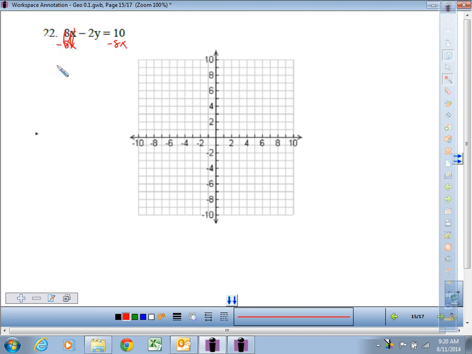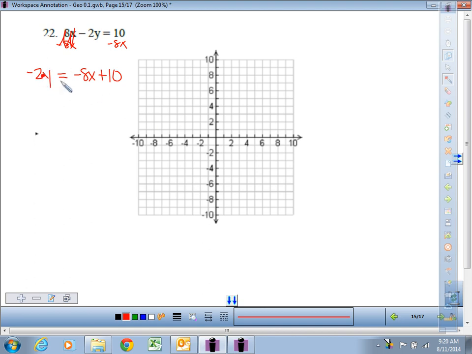So what we're left with is negative 2y equals, now I had to subtract 8x, so that's a negative 8x and a positive 10. Now some people would write that as 10 minus 8x. Not wrong, but not necessarily the best way to do it. Now I have this negative 2 times y. You got to remember that's negative 2 times y.